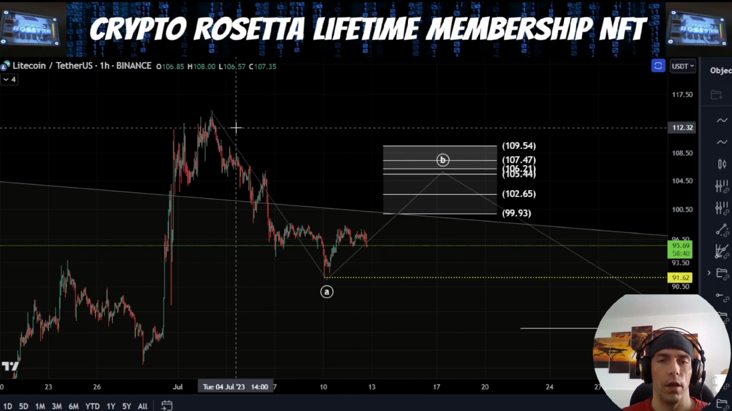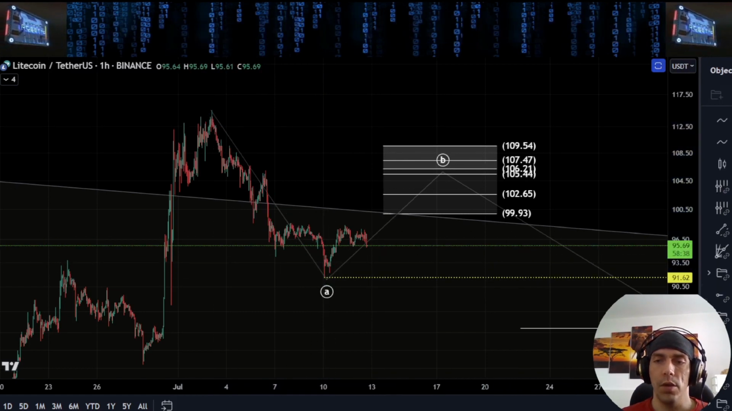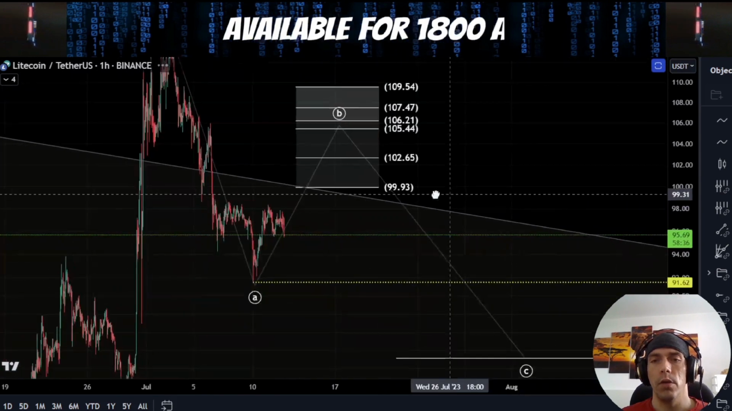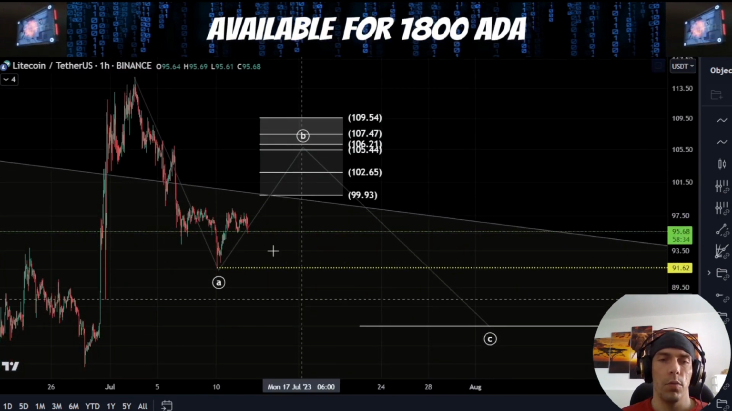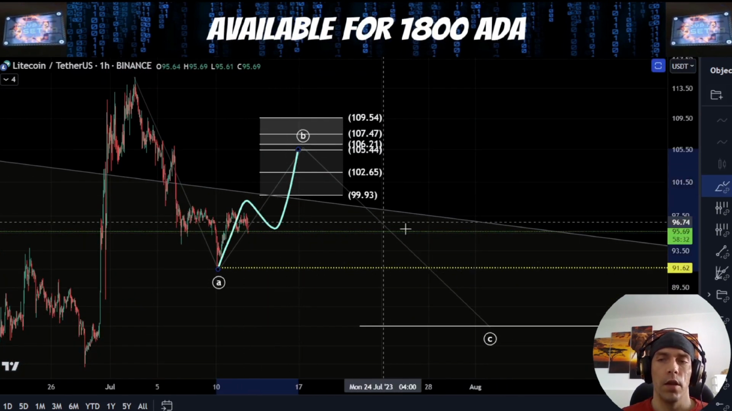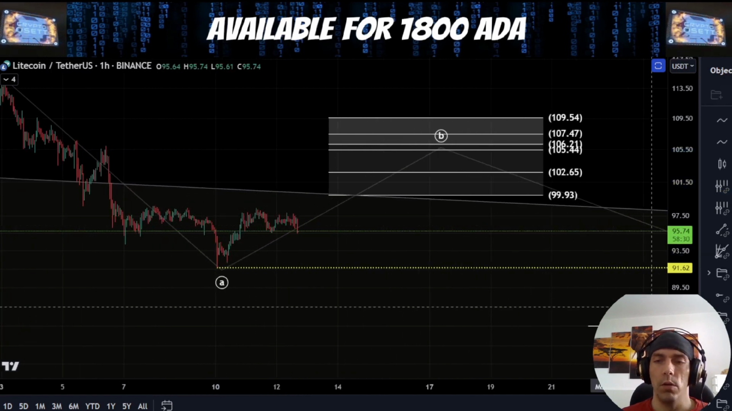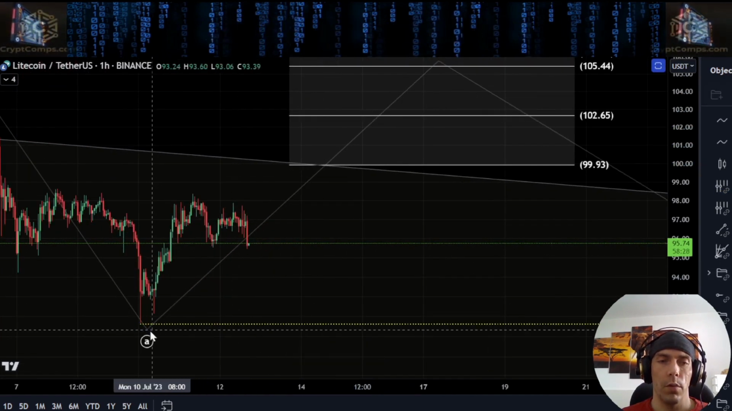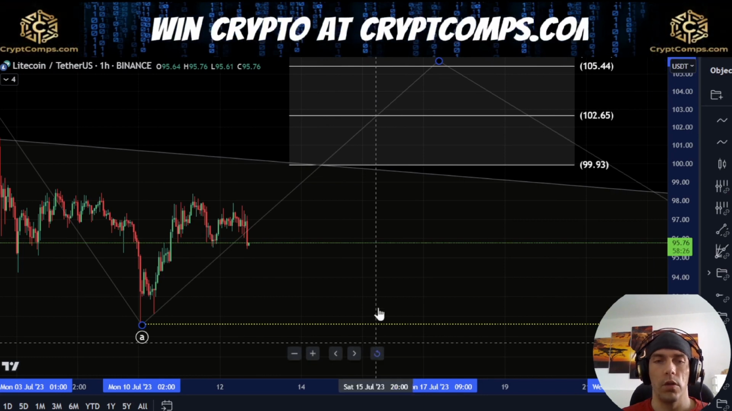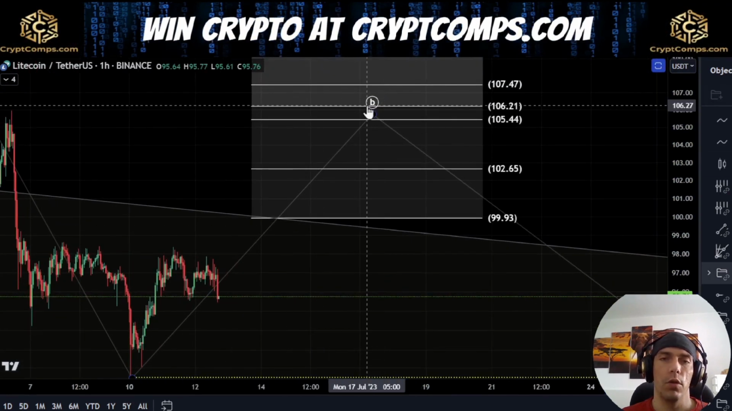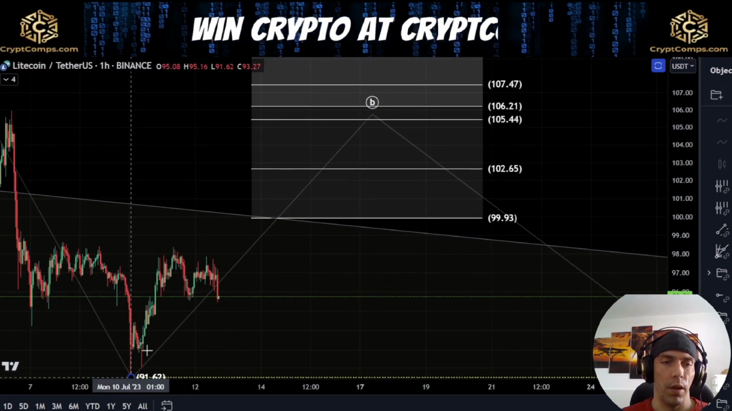effectively a double zigzag here in an A wave. Now, typically speaking, what we'd be looking for if we are looking for this as an ABC would be continuation to the upside here, looking for this B wave. Now, looking at this A wave here, for as long as we hold this low here of the 91.62, potentially we could be looking for this B wave to play out here.